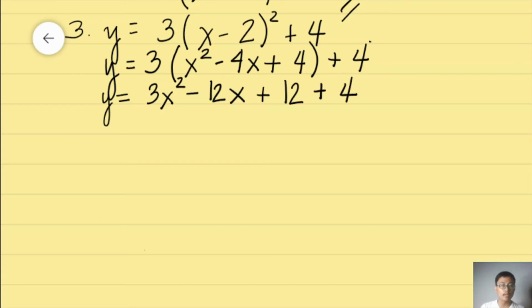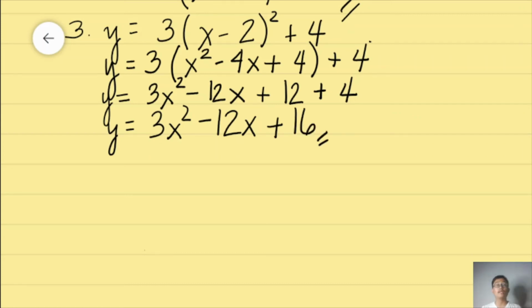So, ang magiging final answer niyan, naka-general form na. So, 3x squared minus 12x plus 16. So, that is already in general form. So, review lang natin, no? Yung general form is in the form of y equals ax squared plus bx plus c.